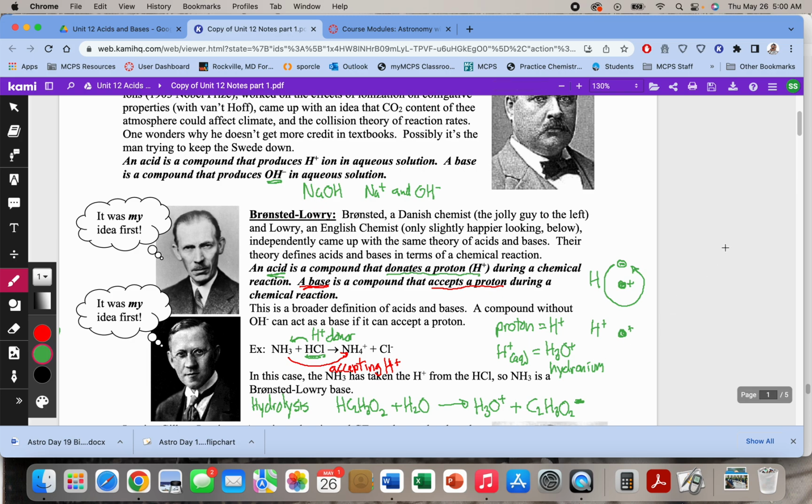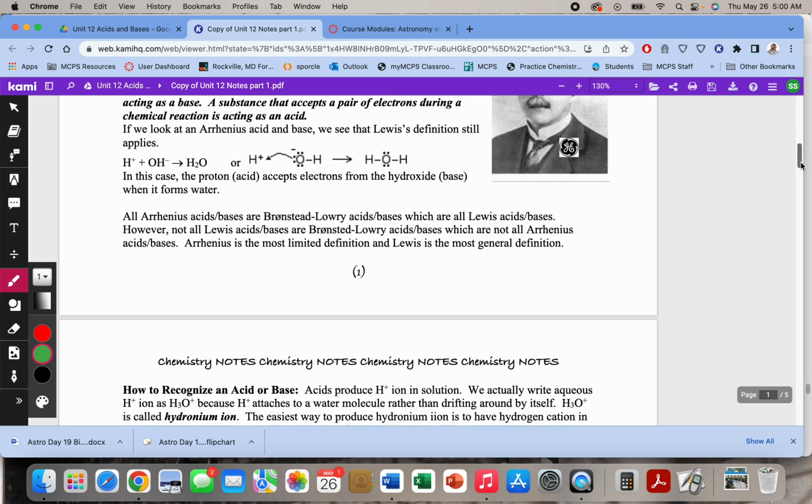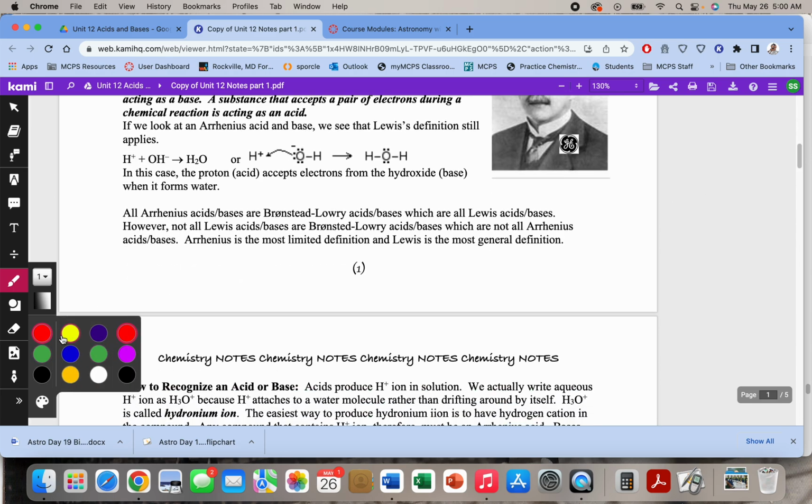And we can do the same thing with a weak base. If we have a weak base present, again, I can do hydrolysis for a weak base. And so I can take a weak base like, say, CN minus, and I can put it in water.